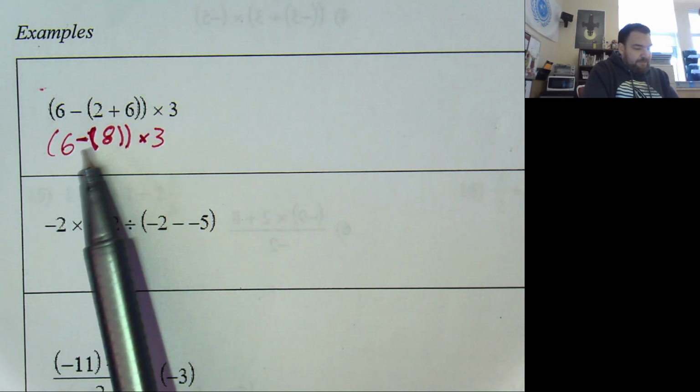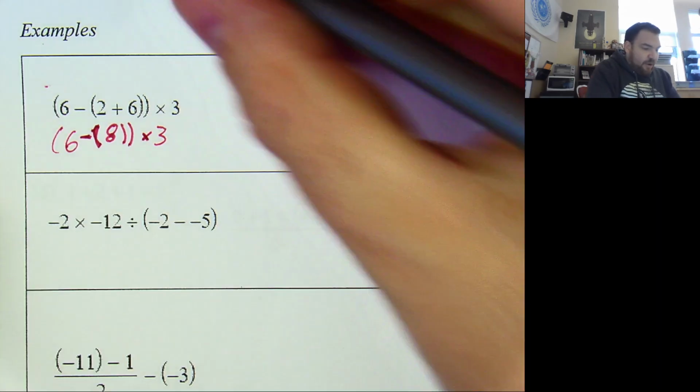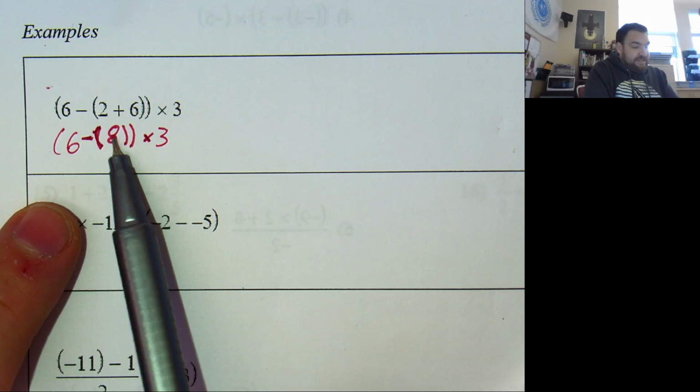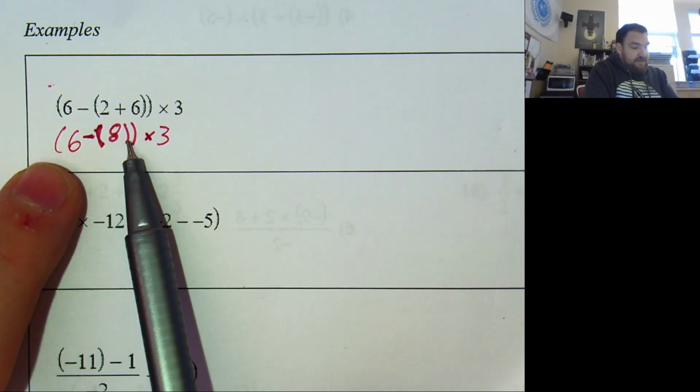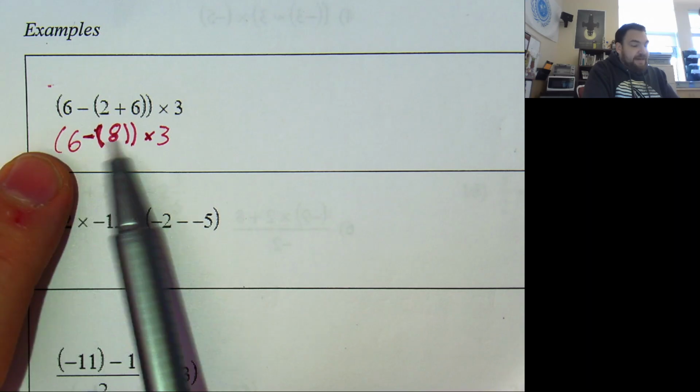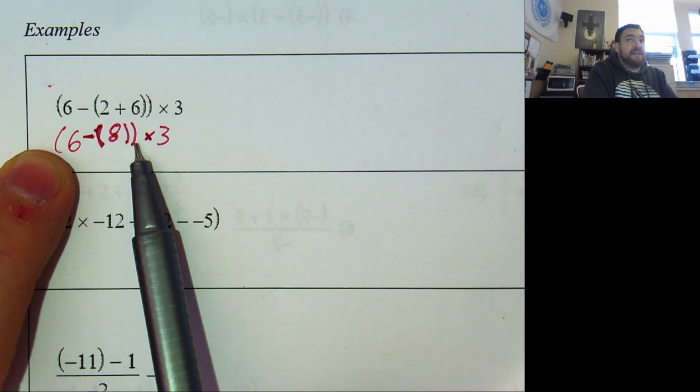So I've got brackets, lots going on there. And now my next set, because there's nothing going on inside the brackets with the 8, I can move out a set. I can do the 6 minus 8 is what's going to happen next. 6 minus 8 is?